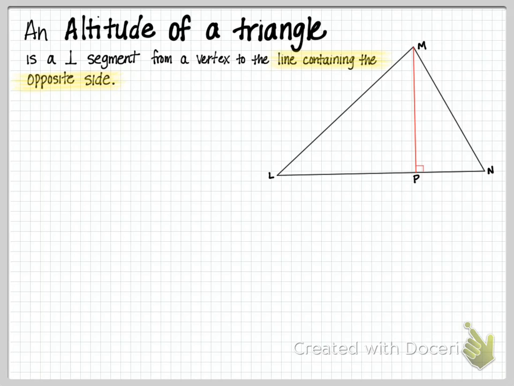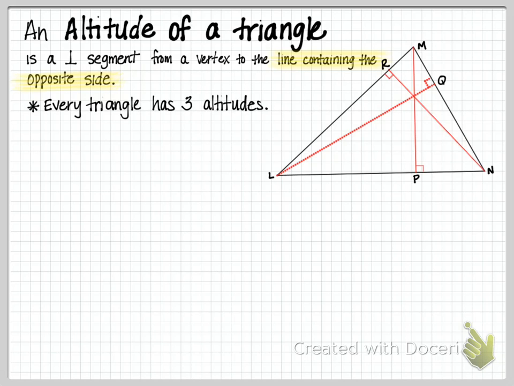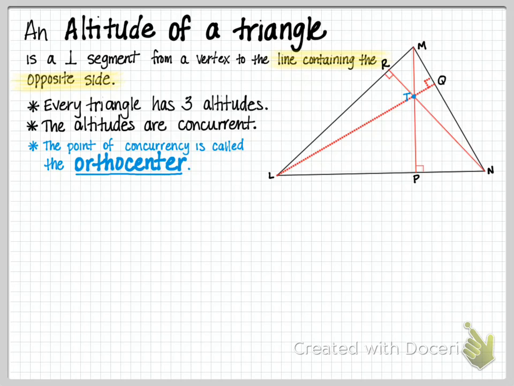This is different than a perpendicular bisector. This perpendicular does not necessarily bisect the side LN. It is just perpendicular but goes through the point M. Now, every triangle has 3 altitudes. The altitudes are concurrent, and here we have it at point T. The point of concurrency is called the orthocenter. Another term for perpendicular is orthogonal, and that's where this comes from. The orthocenter is from the concurrency of the orthogonal lines.